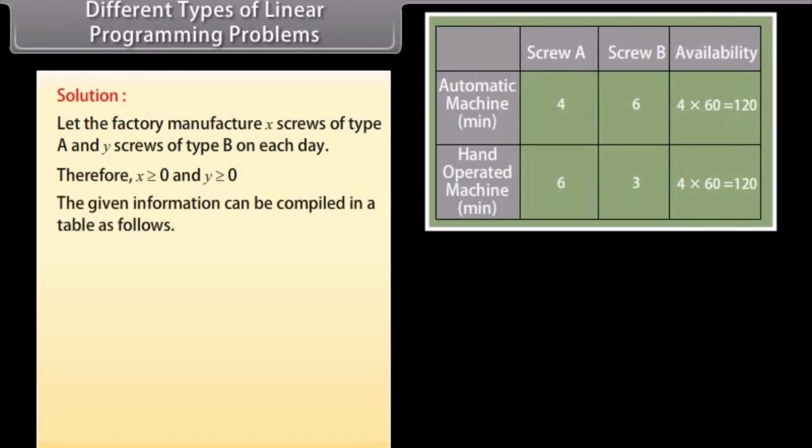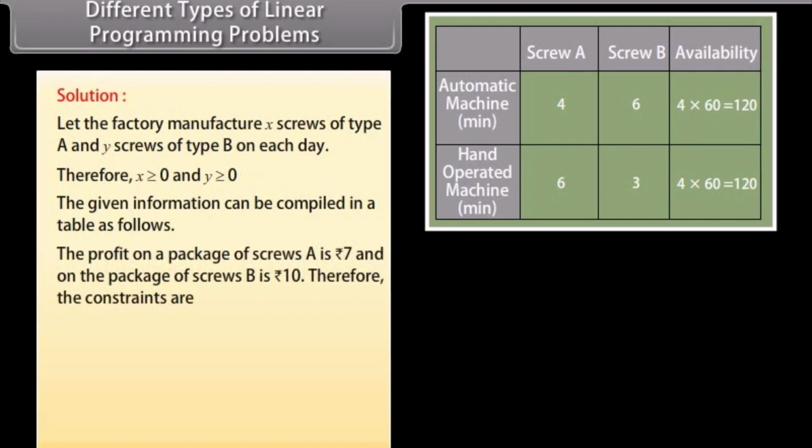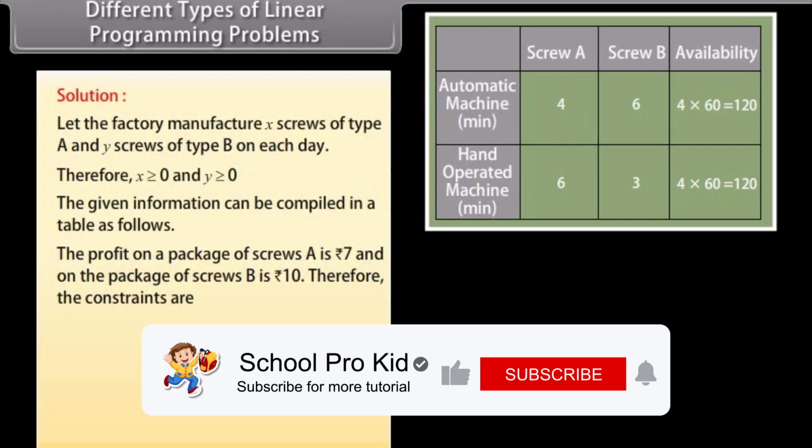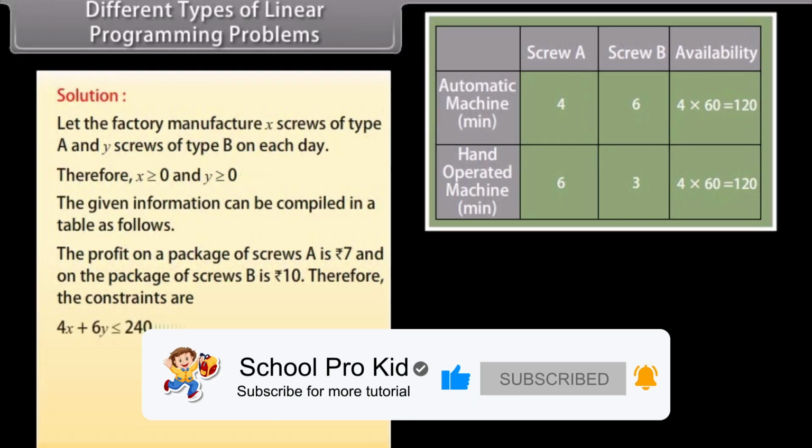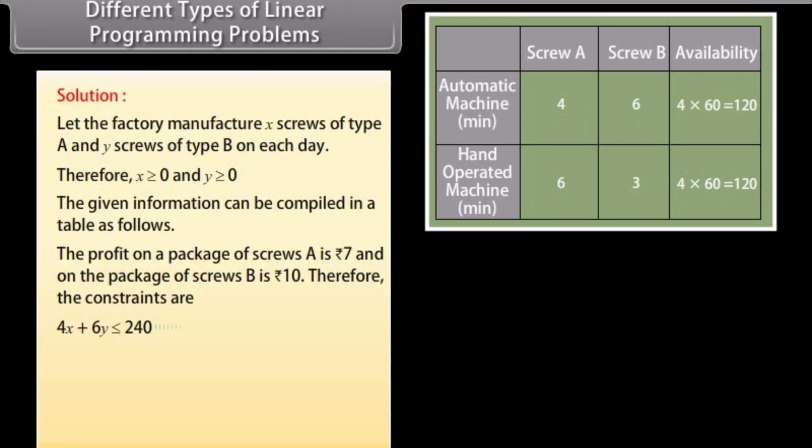Therefore, x is greater than or equal to 0 and y is greater than or equal to 0. The given information can be compiled in a table as follows. The profit on a package of screws A is rupees 7 and on the package of screws B is rupees 10. Therefore, the constraints are 4x plus 6y is smaller than or equal to 240, 6x plus 3y is smaller than or equal to 240. Total profit Z is equal to 7x plus 10y.